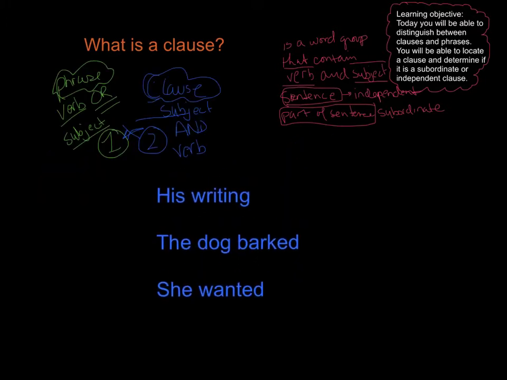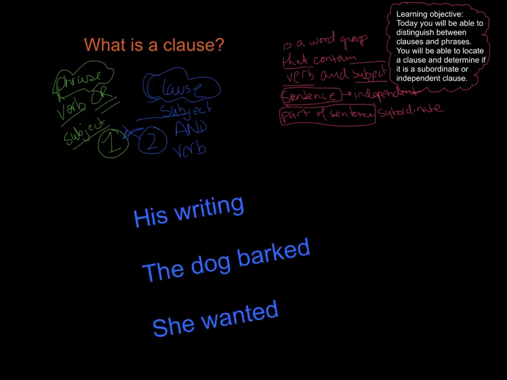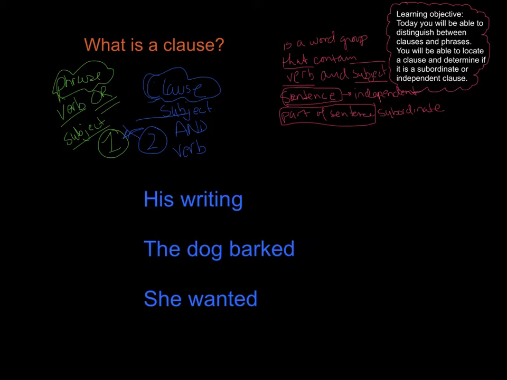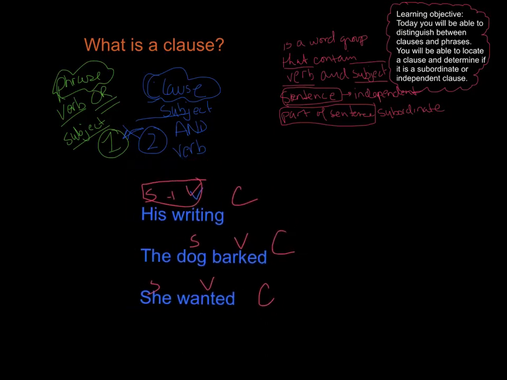All right, so right here are some wonderful little examples of clauses. Right away, what I want to look for is some simple things. One, his writing. Do we have a verb? Yeah, writing is my verb. Who's writing? His. There's my subject. So this has a subject plus a verb. We have a clause. Down here, dog barked. Barked is my verb. What barked? Dog barked. There's my subject and verb. We have a clause. Wanted, she: subject, verb, clause. So those are clauses. Now, what we have to take into account is when they are not clauses, what happens?